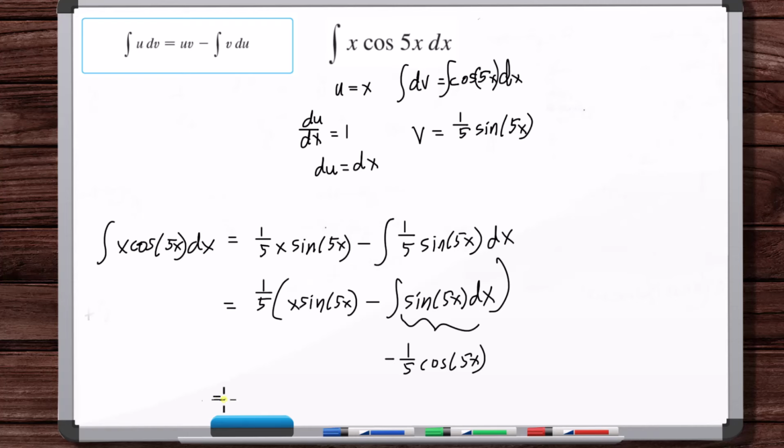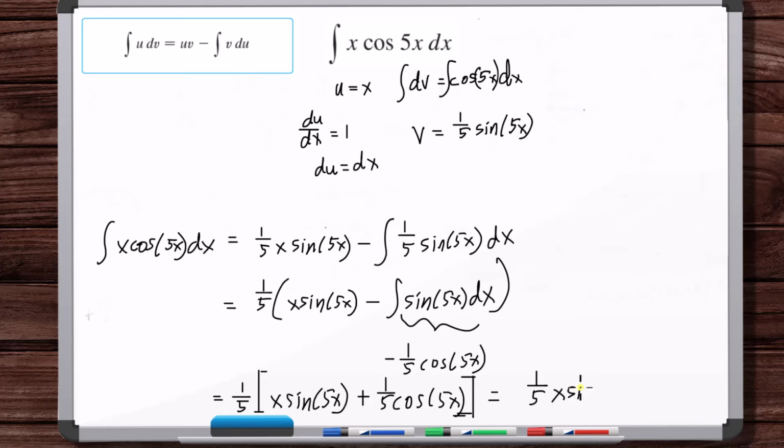So this integral is equal to 1/5 x sine 5x plus 1/5 cosine 5x. Let me distribute the 1/5: 1/5 x sine 5x plus 1/25 cosine 5x. But now, this is the capital F of x, so we want to put the plus c on the end.